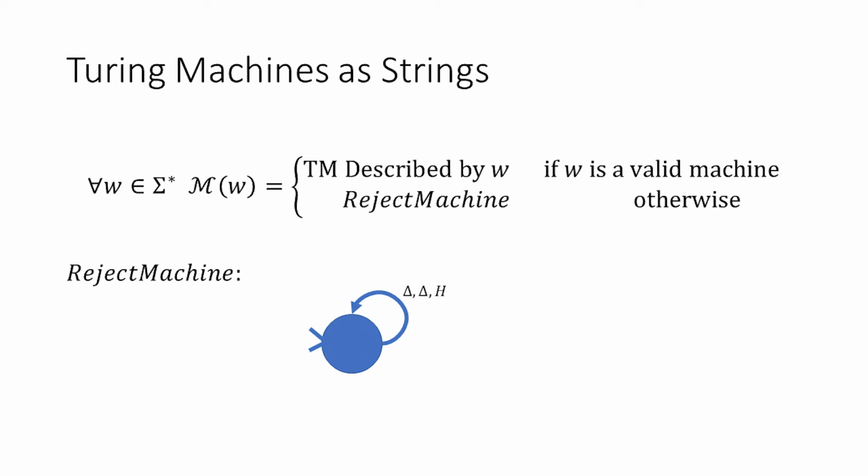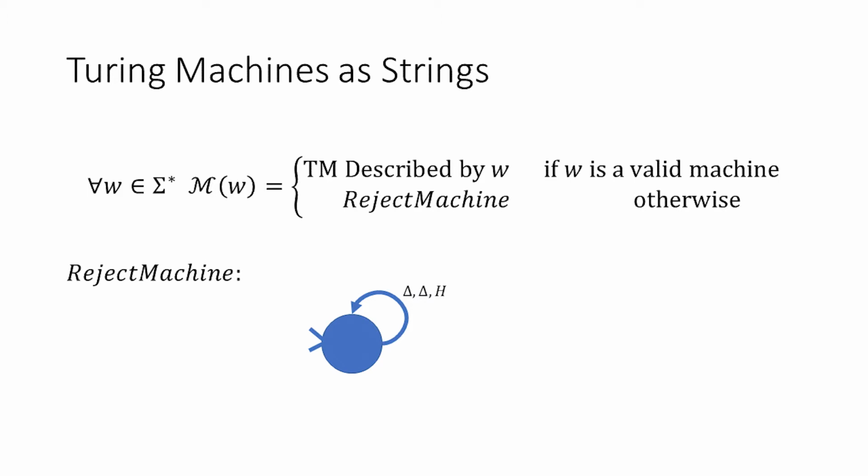So let's talk about how we can do that. The first thing we're going to talk about is we're going to define this fancy M function. This fancy M function is essentially going to be taking a string as input and then returning some sort of machine, a Turing machine, as output. So fancy M applied to w, if w is going to be a valid Turing machine according to our description of Turing machines, how we're going to be describing them with strings, then fancy M applied to w will give us that machine which w described.